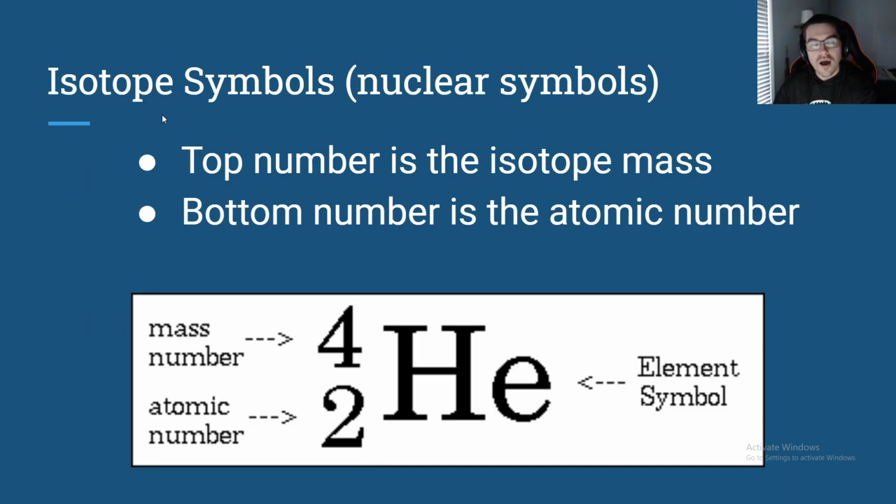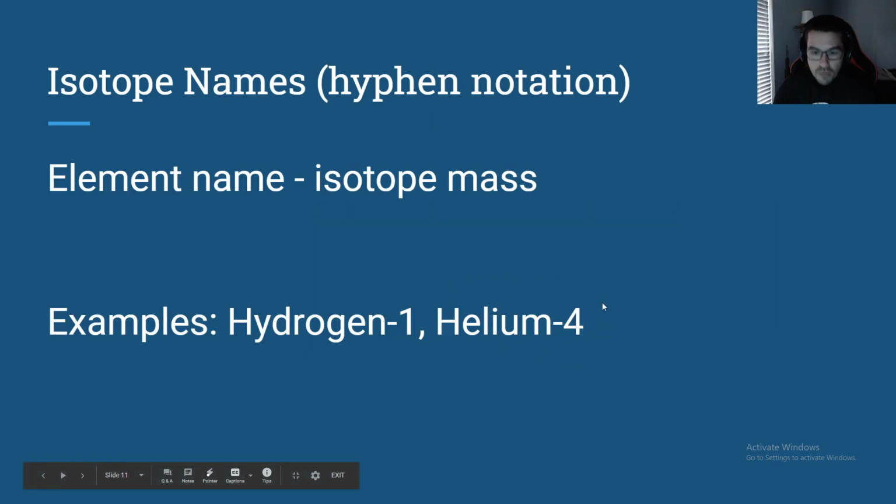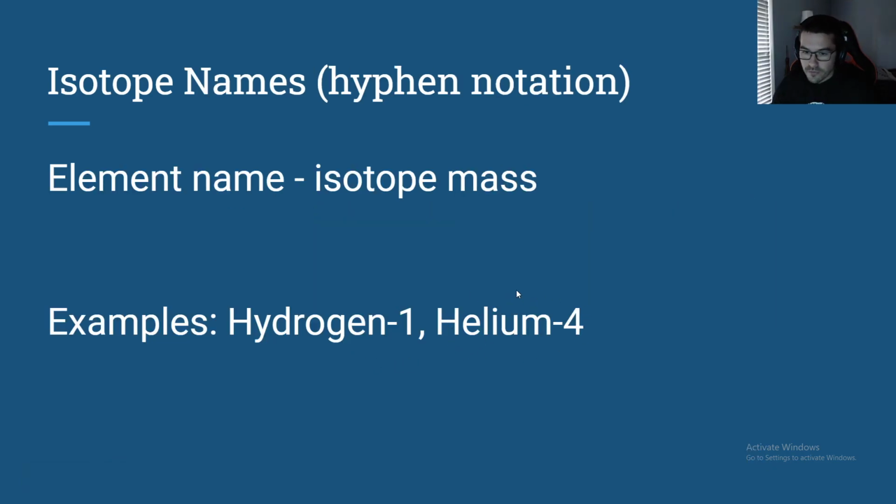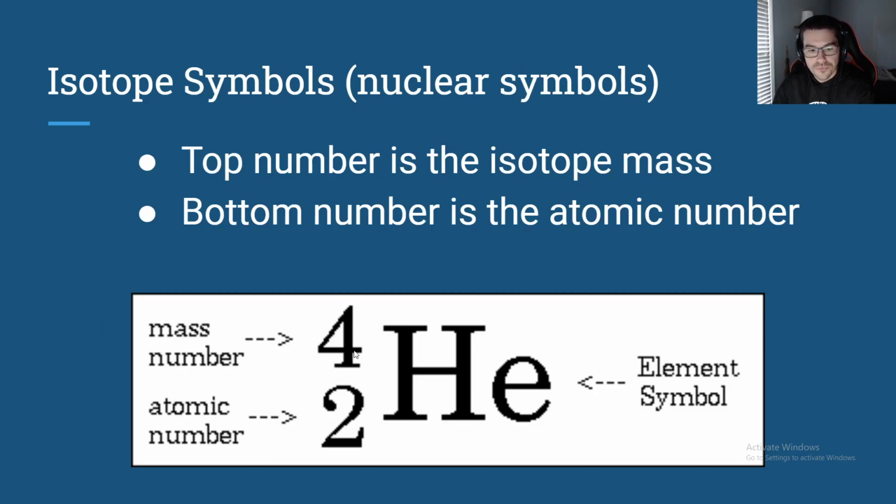There are also isotope symbols, which are sometimes called nuclear symbols. These you'll see a lot more often than the actual isotope name itself, right? So you'll see this type of thing more often than you would the name helium-4. The isotope symbols have 3 parts: the element symbol, the mass number. So like for helium-4, that number 4 right there is the mass. That's where that 4 goes, okay?